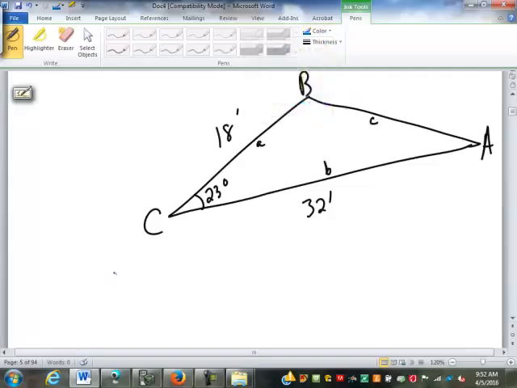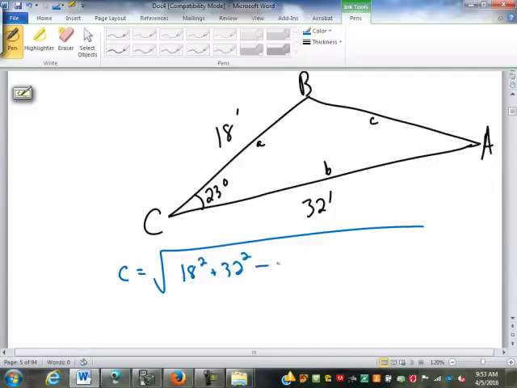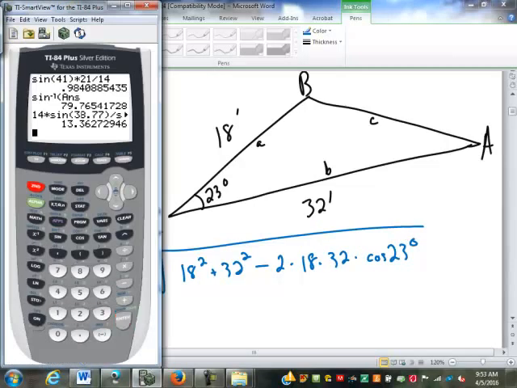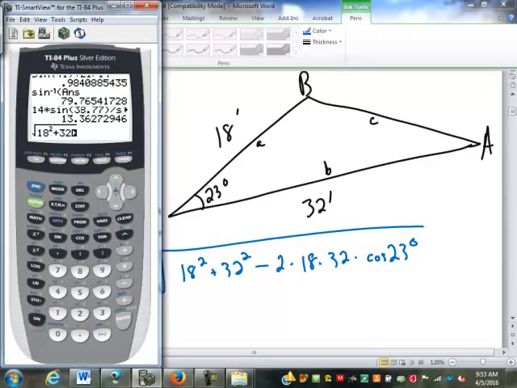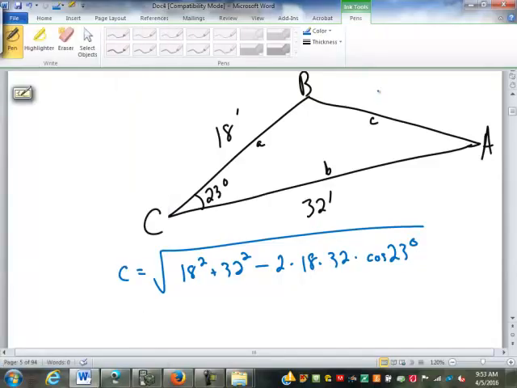So the formula, C is going to be the square root of 18 squared plus 32 squared minus 2 times 18 times 32 times the cosine of 23 degrees. So square root of 18 squared plus 32 squared minus 2 times 18 times 32 times cosine 23 gives 16.96. Correct?